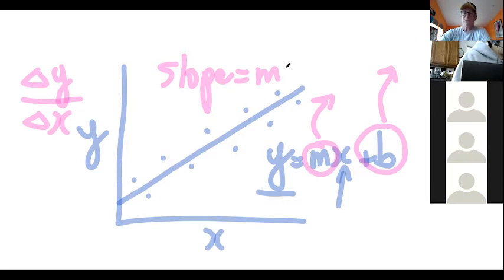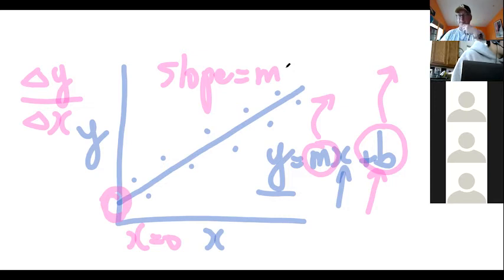What's our plus b? What's this thing? The y-intercept. Right, it's right here. It's wherever, when we draw our line out, it bangs into the y-axis when x equals 0.